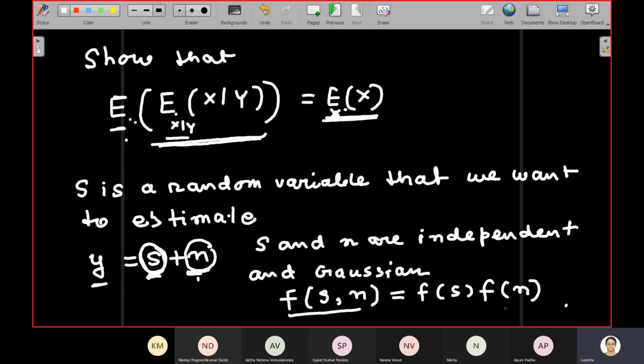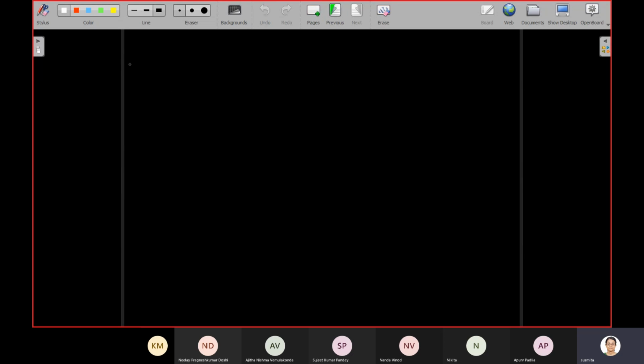Now let's assume that N is distributed as, so this is the notation we use to show the distribution. So it is Gaussian distributed. Let's say it has 0 mean and variance sigma N square. Okay.